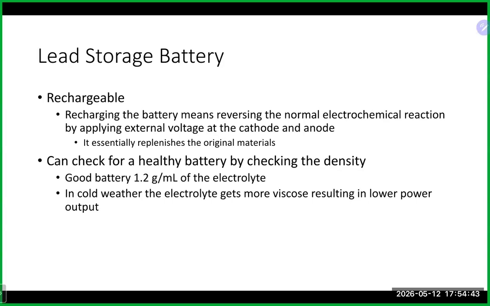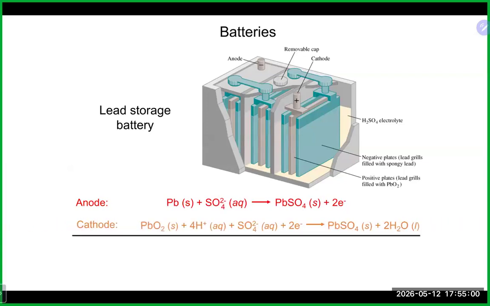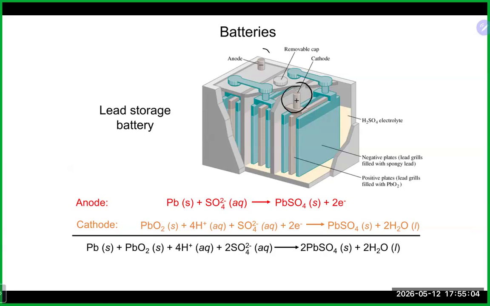Good battery health. You could check your battery. 1.2 grams per milliliter is the electrolyte solution. Again, depending on whether you live in a cold area or even a warm area, the electrolyte can get very viscous, especially in cold areas. Here's a cross section of our battery here. And again, we have our cathode and positive, negative.